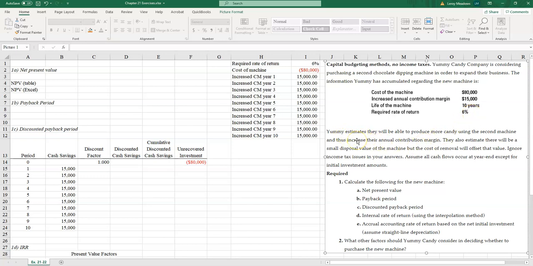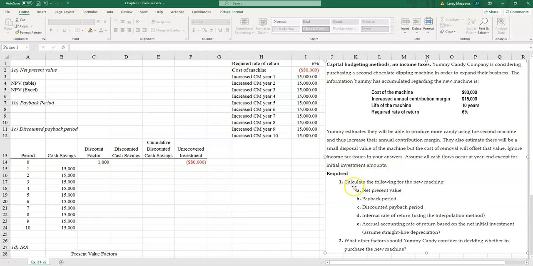Yummy estimates they will be able to produce more candy using the second machine and thus increase their annual contribution margin. They also estimate there will be a small disposal value of the machine, but the cost of removal will offset that value. Ignore income tax issues in your answers. Assume all cash flows occur at the end of the year except for initial investment amounts.